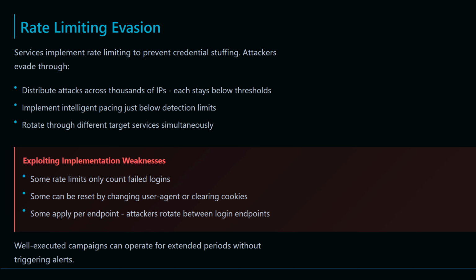They also exploit implementation weaknesses in rate-limiting systems. Some rate limits only count failed logins, so successful logins don't increment counters. Some rate limits can be reset by changing user agent strings or clearing cookies. Some rate limits apply per endpoint, so attackers can rotate between different login endpoints. The result is that well-executed credential stuffing campaigns can operate for extended periods without triggering rate limits that would slow or stop the attack.